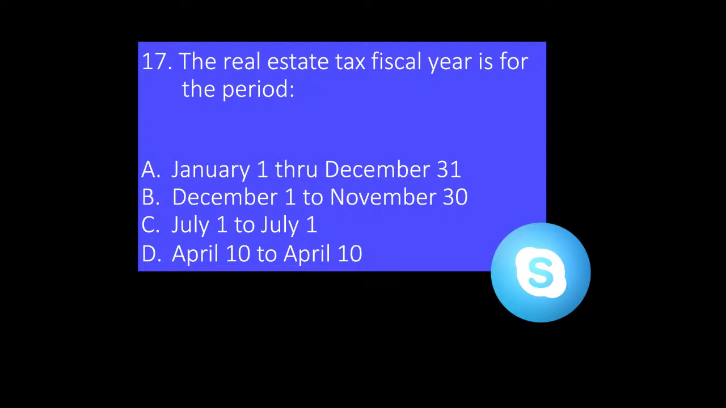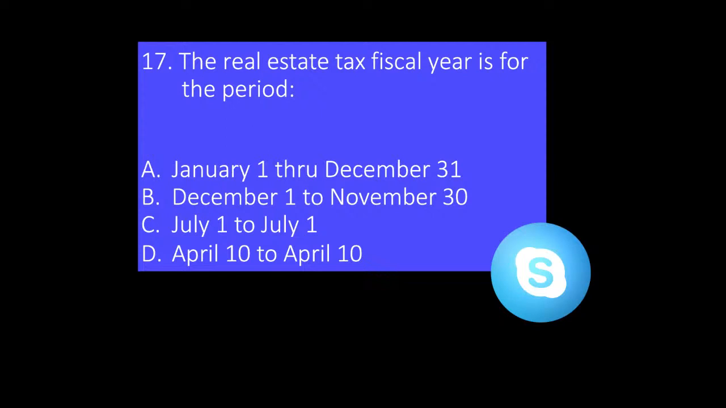No, most likely is B. B is December 1st to November 30th, right? Yeah. Why not C? No, July 1st is July 1st. There's overlapping. April 1st, April 10 is overlapping, so there cannot be C or D. Okay. So what's your best choice right now? I go for B.